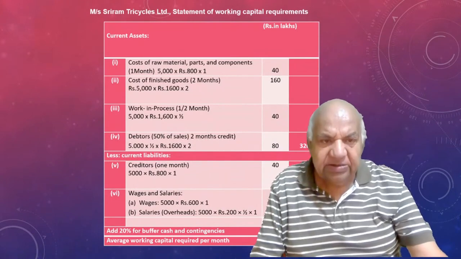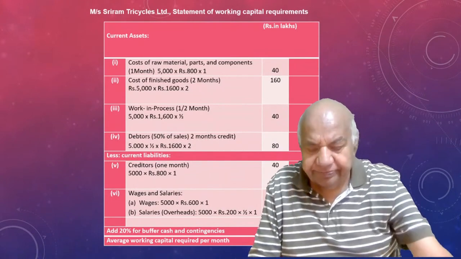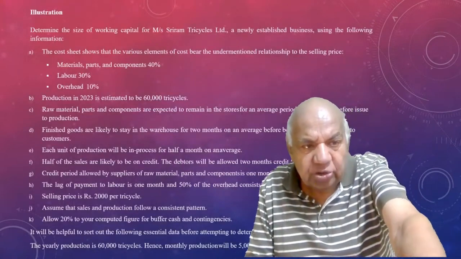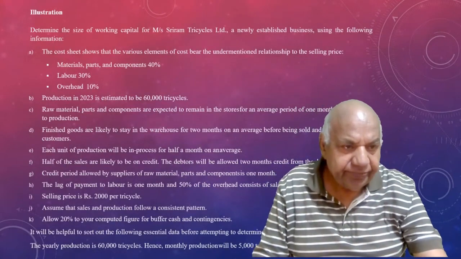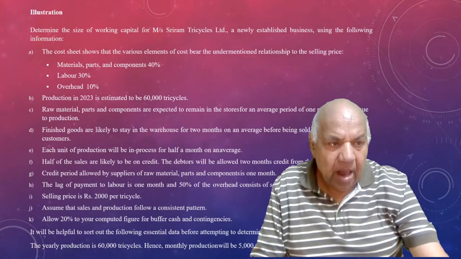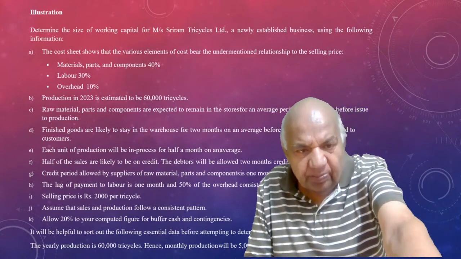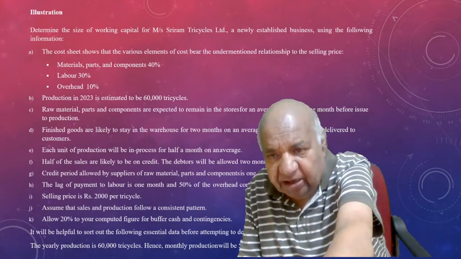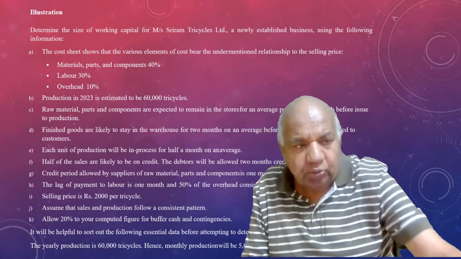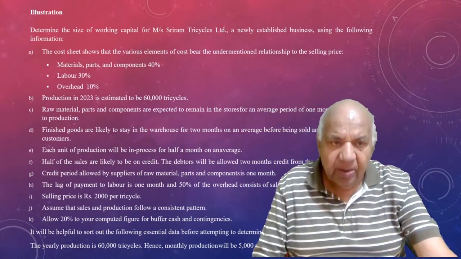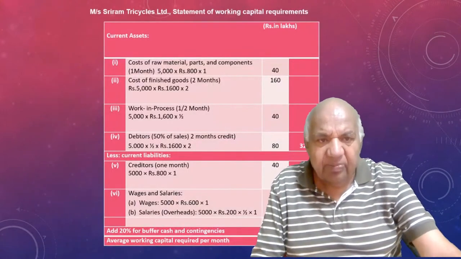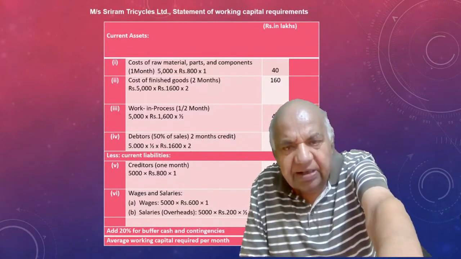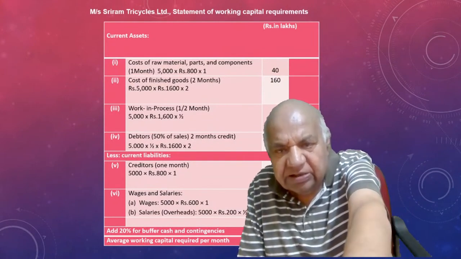Cost of raw materials, 800, 40% of 2000. And raw materials, parts and components are expected to remain in the stores for an average period of 1 month before issue to production, means it is calculated for 1 month. 5,000 multiplied by rupees 800 multiplied by 1, it is 40 lakhs.